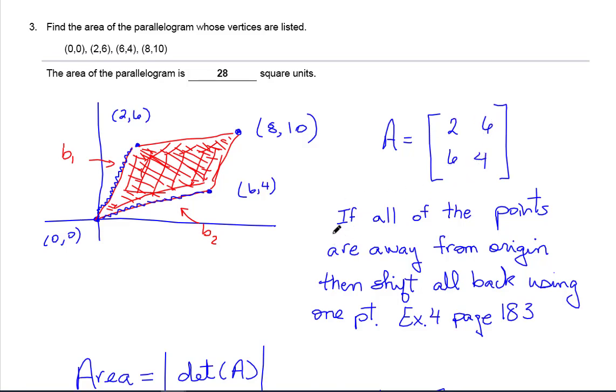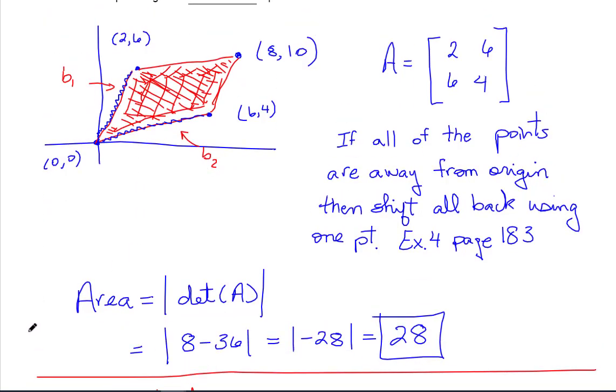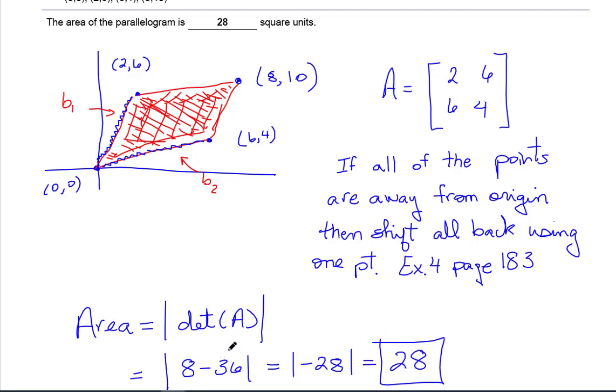Now, if all the points here were away from the origin someplace, I would need to shift the closest point back to the origin and then calculate to get B1 and B2. And so it turns out that the area of the parallelogram is the absolute value of the determinant of A. Well, let's see, what's that? That's 8 minus 36, so absolute value of minus 28, which is positive 28 with absolute value.